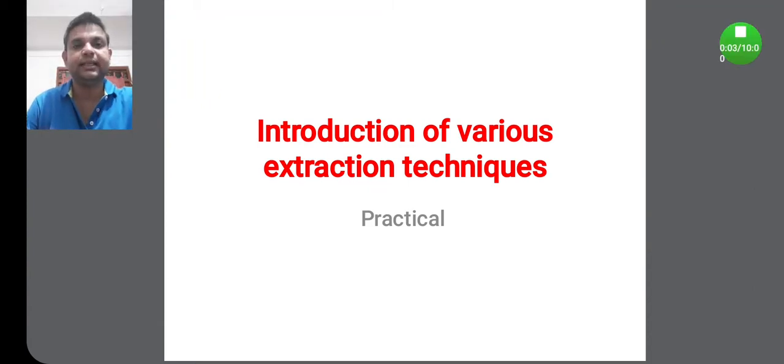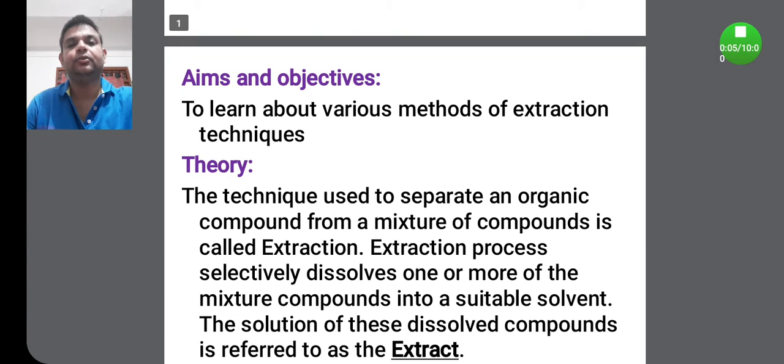So coming to the result and discussion section. What we have learned today, we have learned regarding various methods of extraction techniques like maceration, percolation, infusion, digestion, continuous hot percolation method, etc. Maceration method is most widely used method, especially for the drugs which contain thermolabile substance.